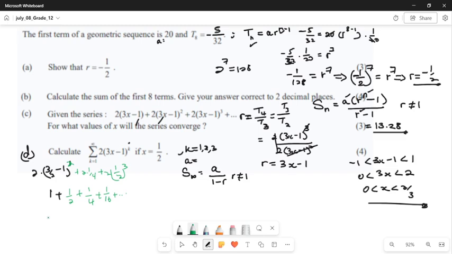Our ratio in this case should be just half divided by 1. Our ratio is just half. You can also prove that by dividing term number 4 and term number 3, you should get a half.